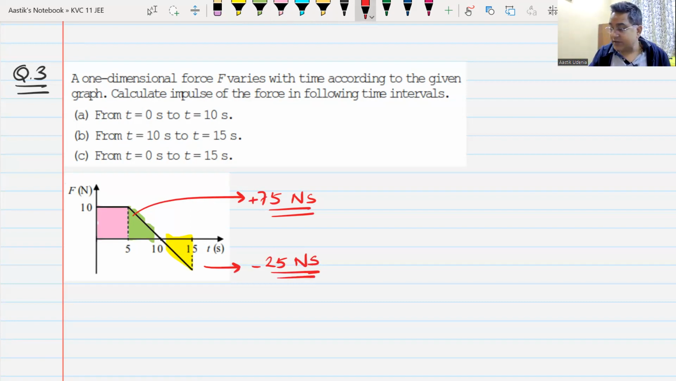So the total impulse from 0 to 10 seconds is plus 75. From 10 to 15, it is minus 25. From 0 to 15, it becomes plus 50 Newton seconds. Do we understand this? Everyone has understood what we have done in today's class?